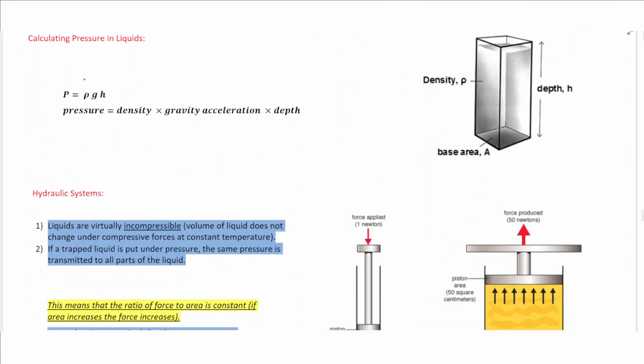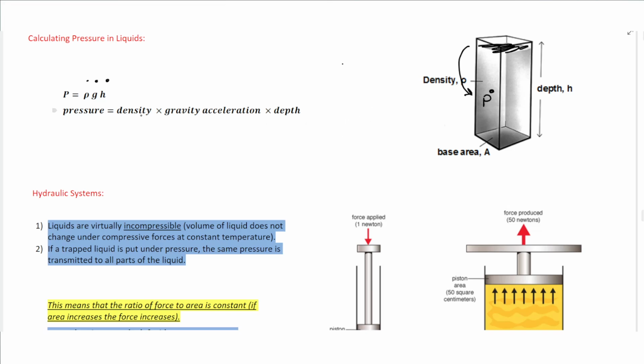The equation for pressure in liquids is rho, which is the density, g, the gravitational acceleration, times h, which is the vertical depth. It is measured from the top to the bottom, not from the bottom to the point. For example, this is the surface of the liquid, and we are required to measure the pressure at this point. We measure this distance, not from the bottom. It is calculated from the surface of the liquid downwards, not from the base of the liquid upwards.